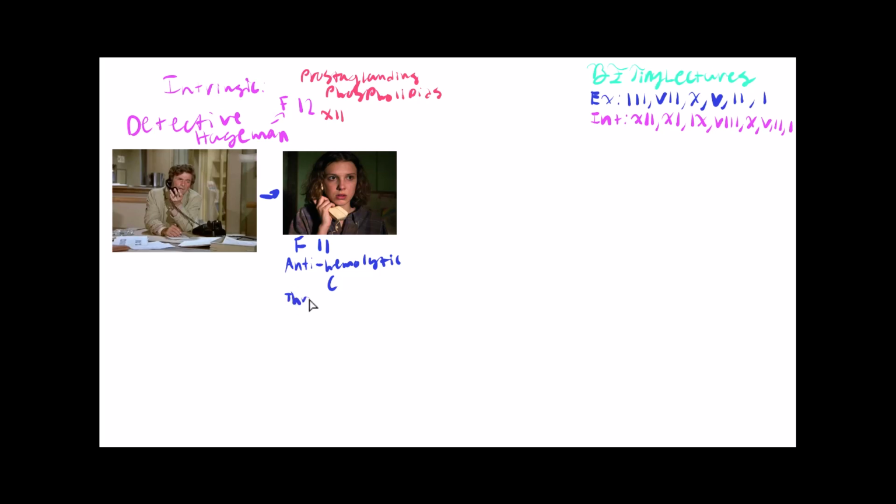So thromboplastin antecedent. Well, antecedent in this case means that we come before this name. So factor 11 comes before another factor, and that next factor is called thromboplastin. But who is 11 calling? Who is factor 11 calling?